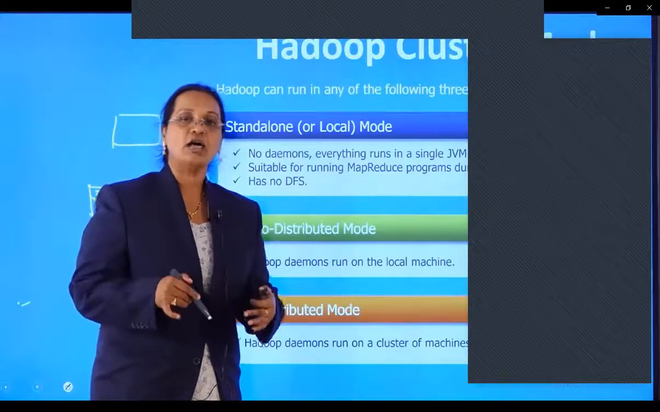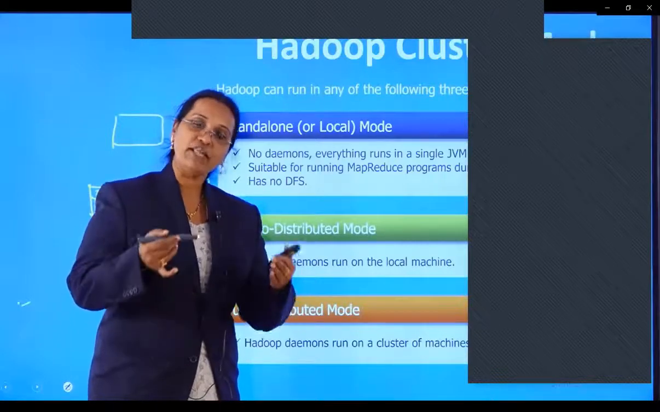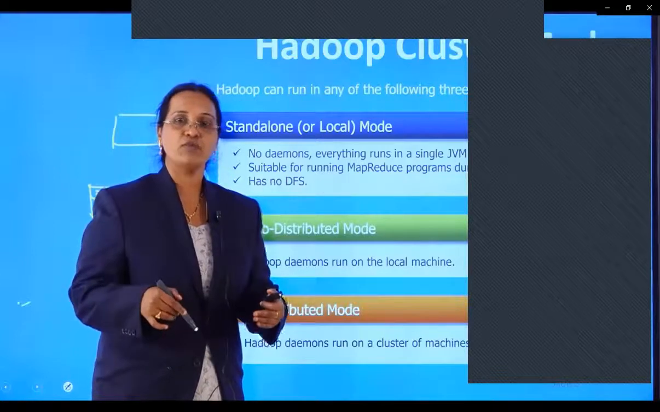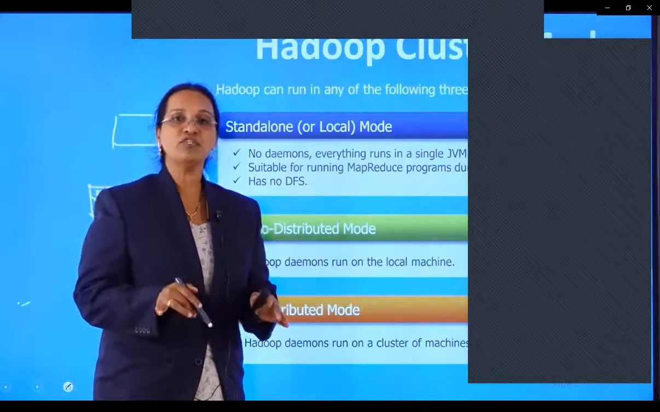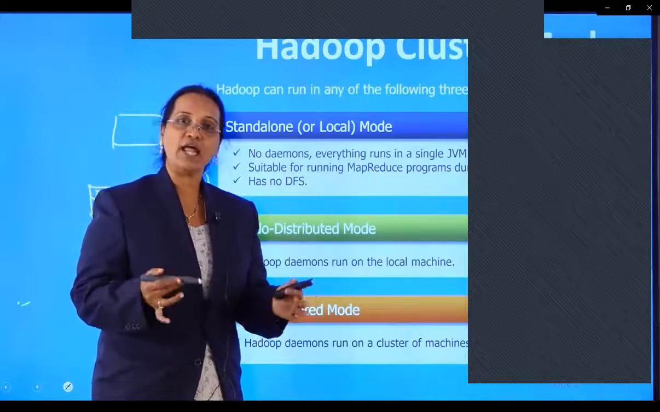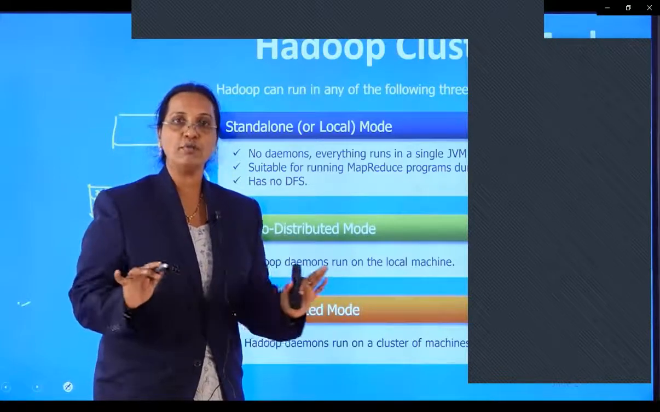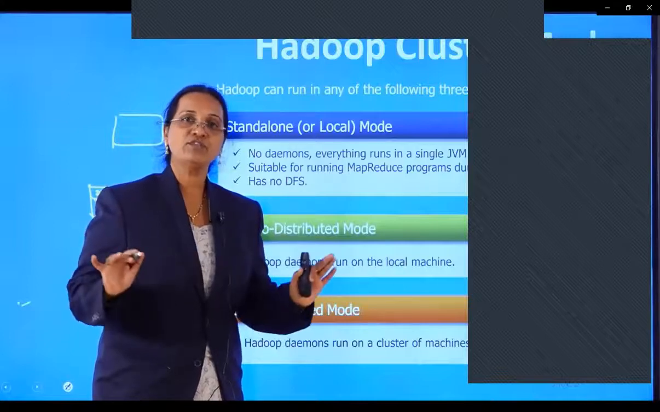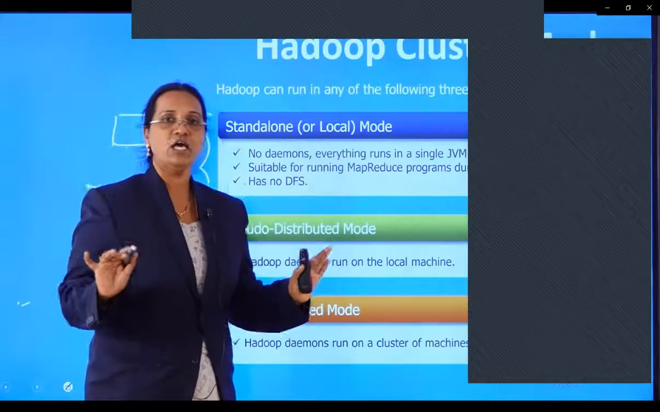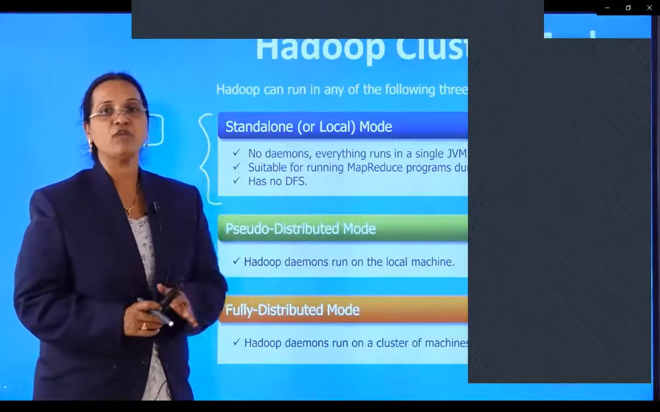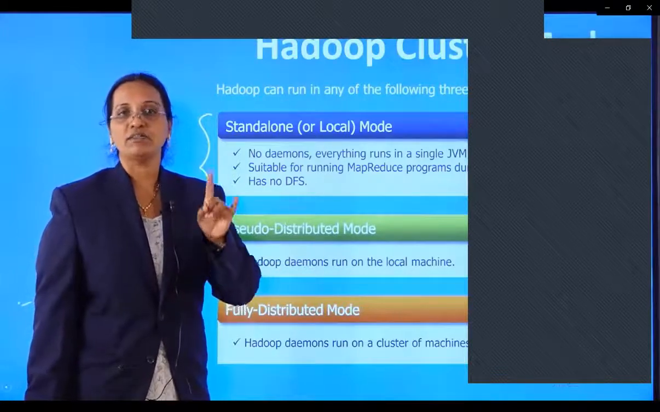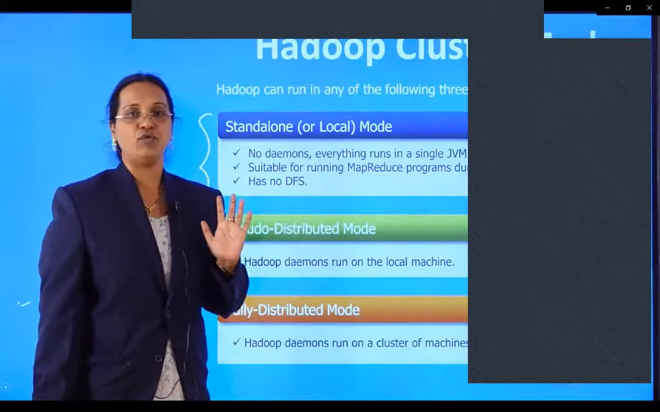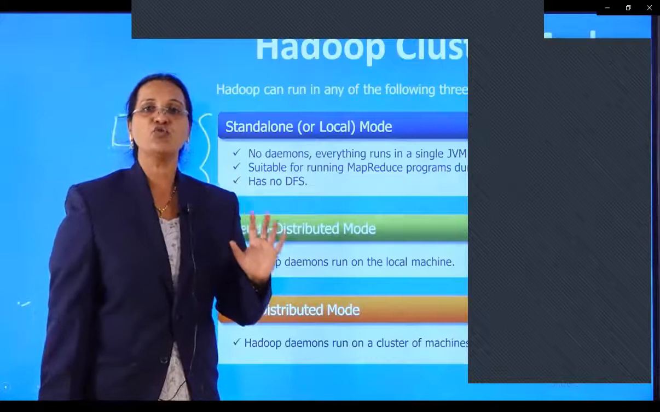On that laptop itself, the laptop will act as a master node as well as the slave nodes. All the daemons will be running, the daemons of the master node and the daemons of the slave nodes. Secondary name node will be there, master node will be there, slaves, data node, everything will be there. We will be using one machine, but that machine itself will act as a master node as well as the slave node. That is the working nature of the pseudo-distributed mode.